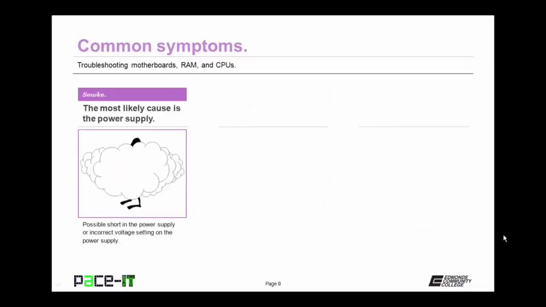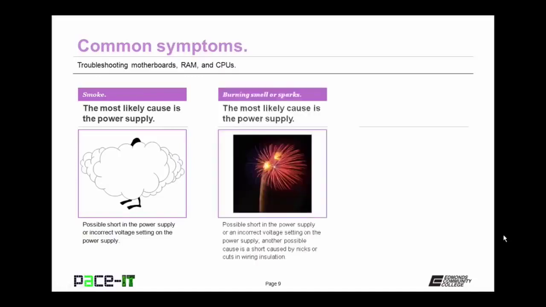Have smoke escaping from your PC? Well, your most likely cause is the power supply. It's possibly a short in the power supply or the wrong voltage setting on this power supply. In either case, you've got a problem. How about a burning smell or sparks? Guess what? That's also most likely caused by the power supply. It's closely related to smoke.